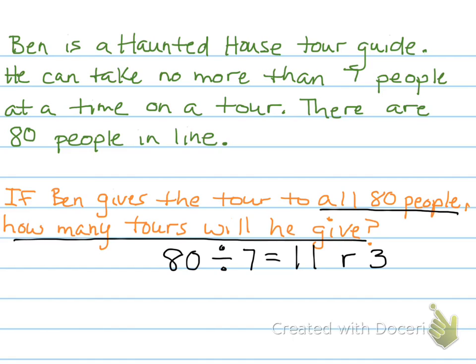If he gives 11 tours, that's only 77 people. What about these 3 people? They feel sad they didn't get their tour, right? So really, if he gives a tour to all 80 people, he will actually have to give 12 tours. He'll give 11 tours to 7 people, and then his last tour, he would have these 3 friends. They get like a special small group tour. So my final answer would be, if he gave a tour to all 80 people, he would give 12 tours.